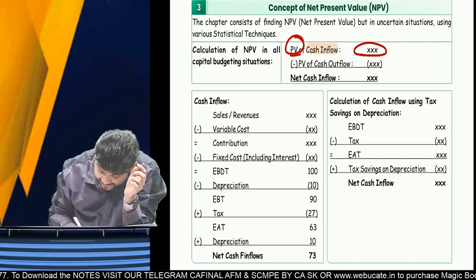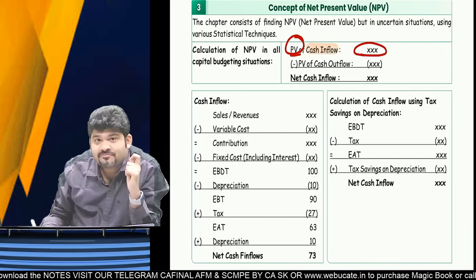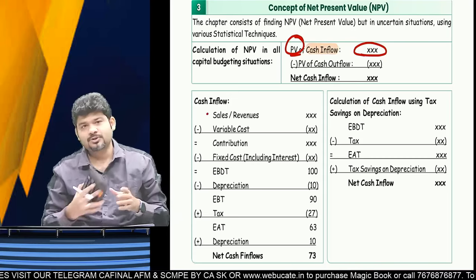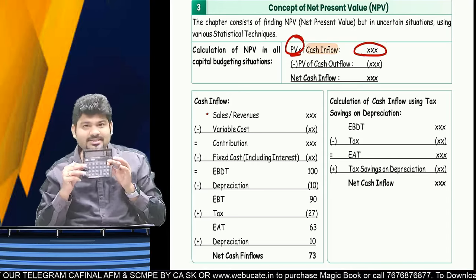Now the burning question is, sir, what is cash inflow? Cash inflow for us is sales, whatever. Suppose I am into the manufacturing and sales of this calculator.